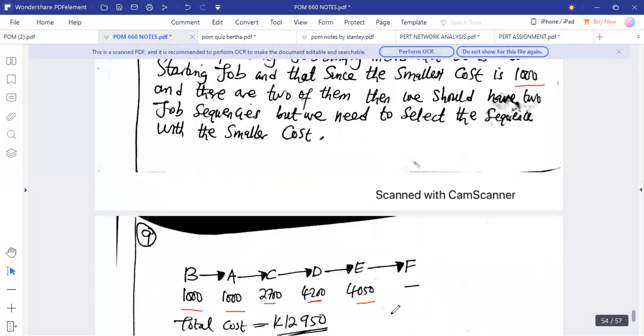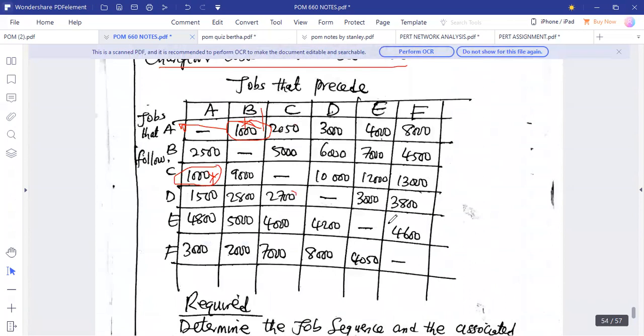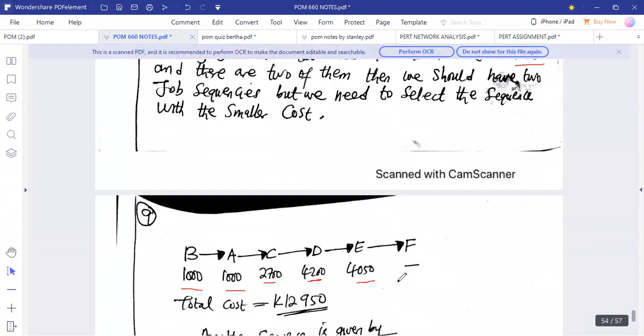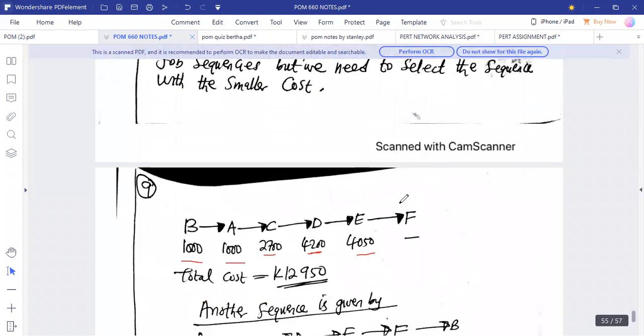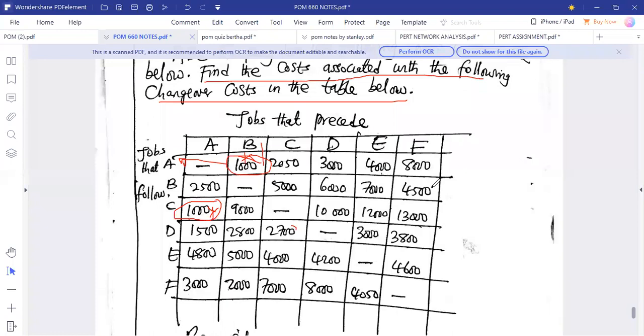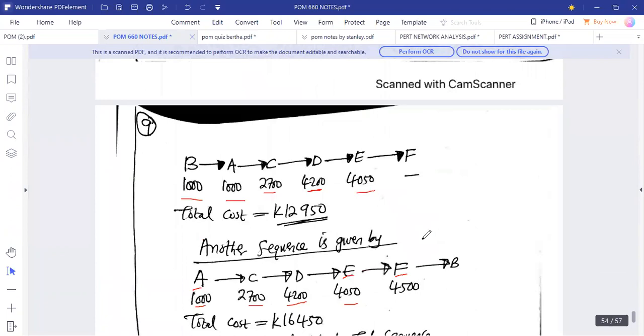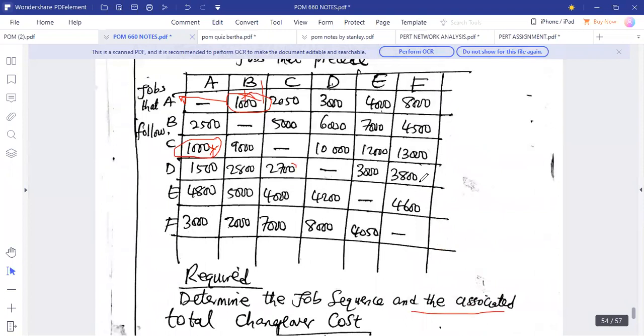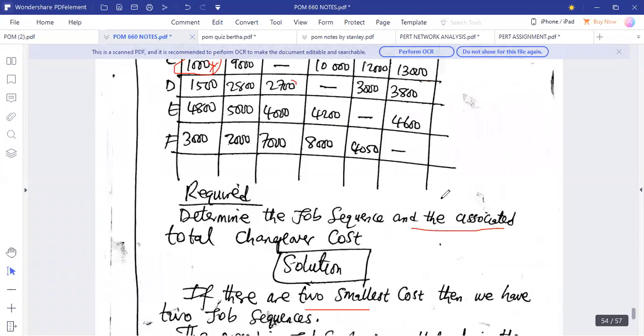So F, the smallest possible cost is actually 3,800, but check if that is taken, is part of it already. So D has been taken. Then we go for the other one here, meaning the other one we go for is 4,500, because the 3,800 is taken. So we go for that one. F is 4,500, because D is taken, and the other ones. So meaning we go for 4,500, then 4,500 means we go for B.